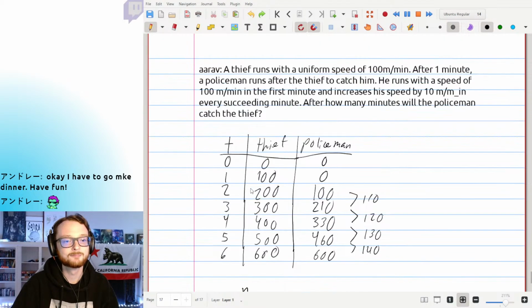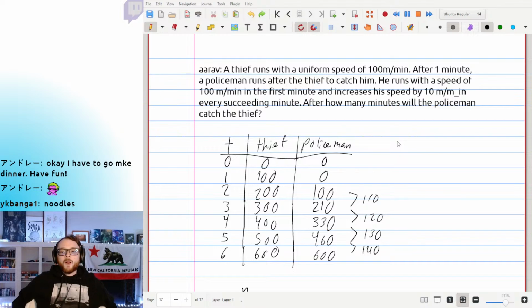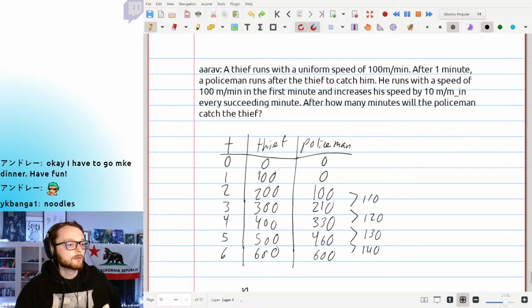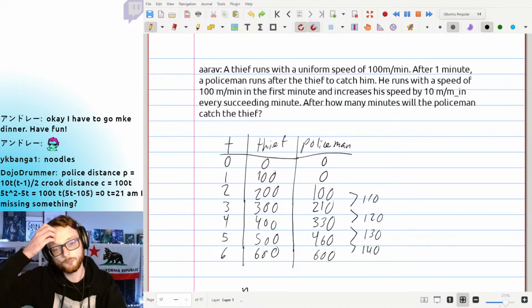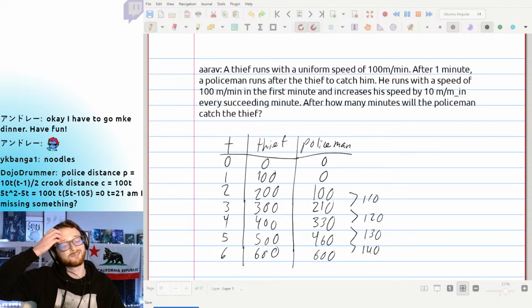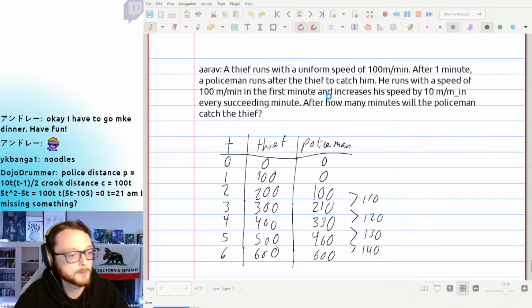Okay. I guess we'll go back to, unless someone has a different question, we'll go to mechanics. I don't have anything lined up for linear algebra.